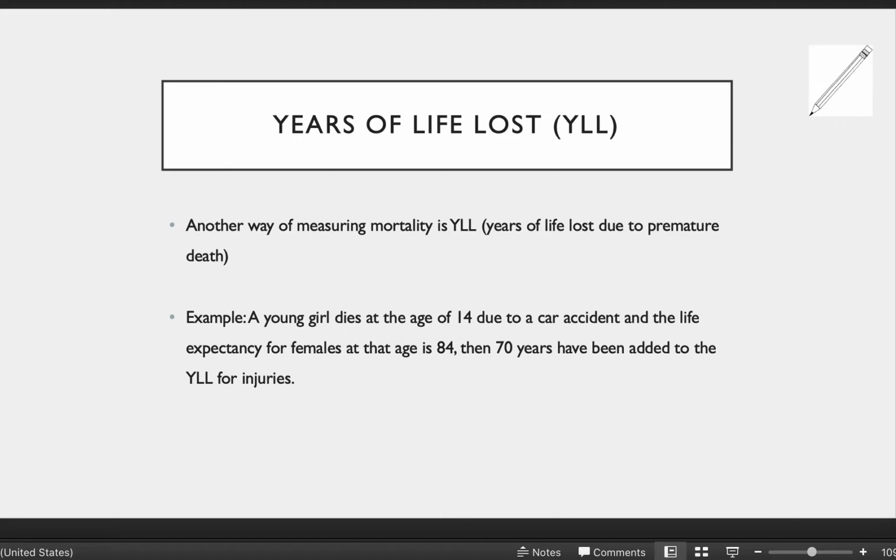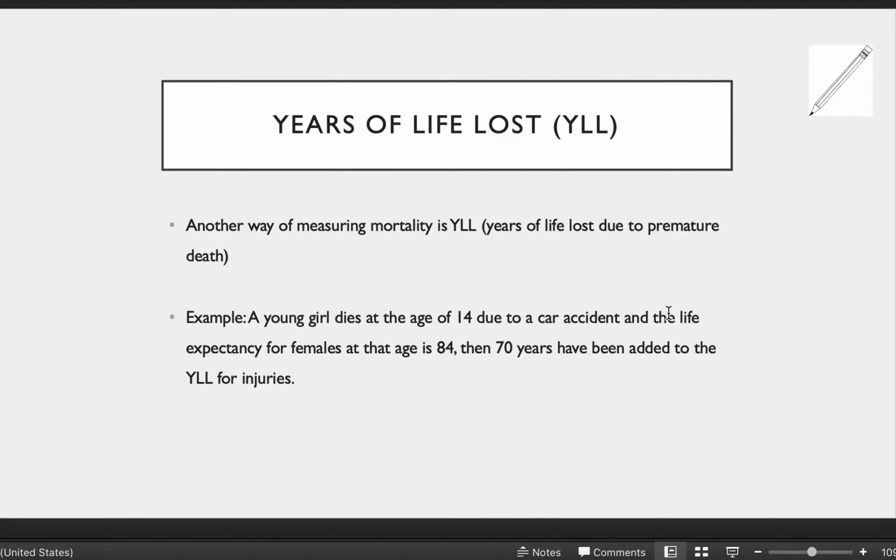So one of the other things that we can look at for a country or a population in terms of their health status overall is looking at the number of years of life lost. Now, this is life that's lost due to premature death. So remember that we spoke about life expectancy, and at a certain age, an individual has a life expectancy of, it might be 83 years old.